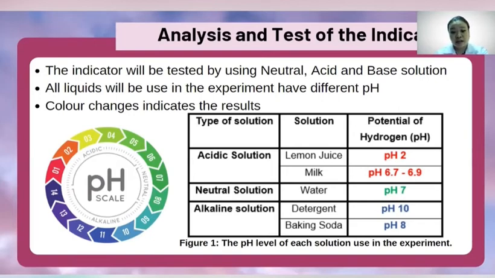In this experiment, we will use 2 different acidic solutions, which are lemon juice with the pH of 2 and milk with the pH of 6.7 to 6.9. Neutral solution, which is water with the pH of 7, and there are 2 different alkaline solutions, which are detergent with the pH of 10 and baking soda with the pH of 8.